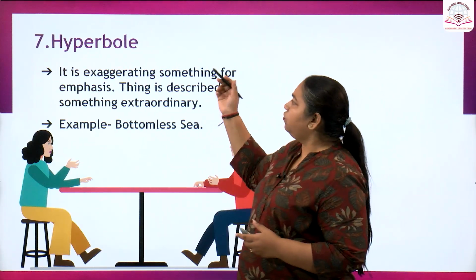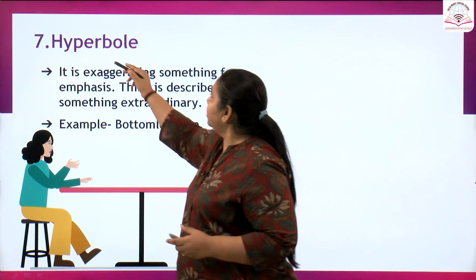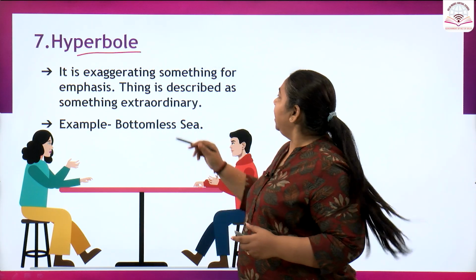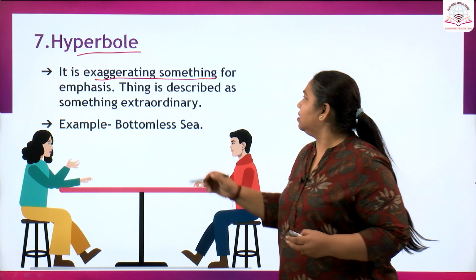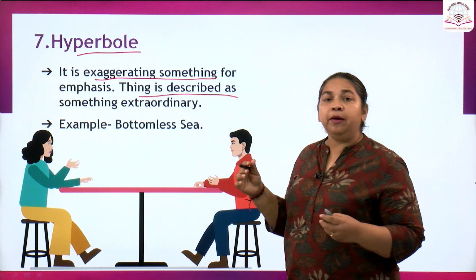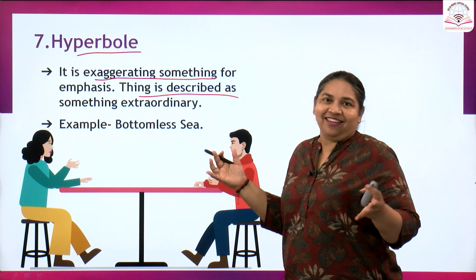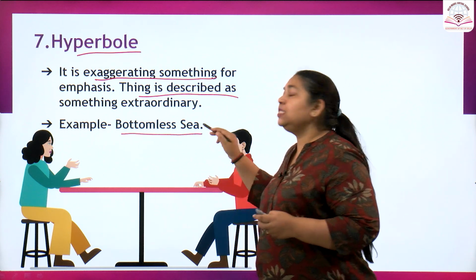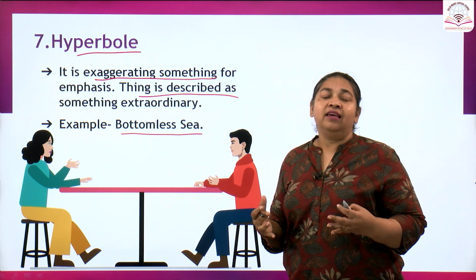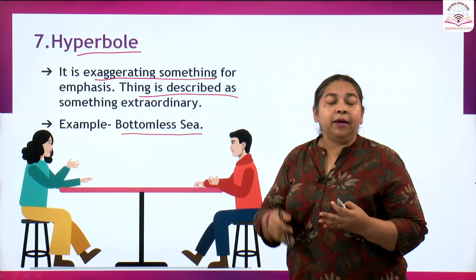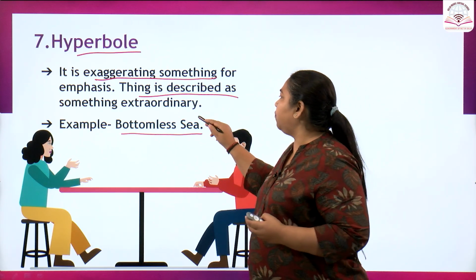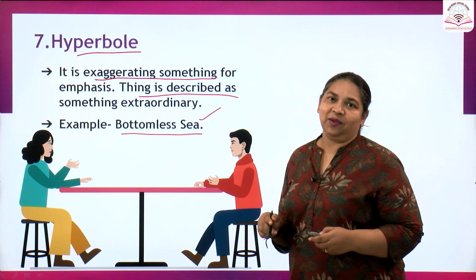Now let's move to the next one, that is hyperbole. It is exaggerating something for emphasis. A thing is described as something extraordinary. Here the example is bottomless sea. Can a sea be bottomless? No. The depth is highlighted by this phrase, bottomless sea.